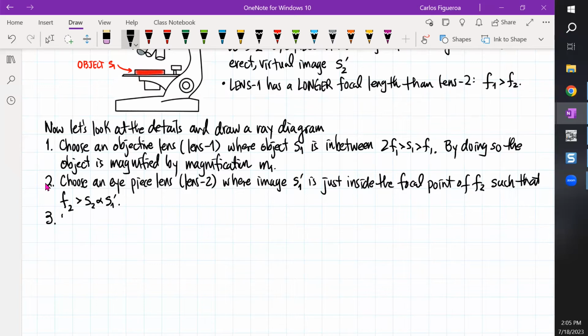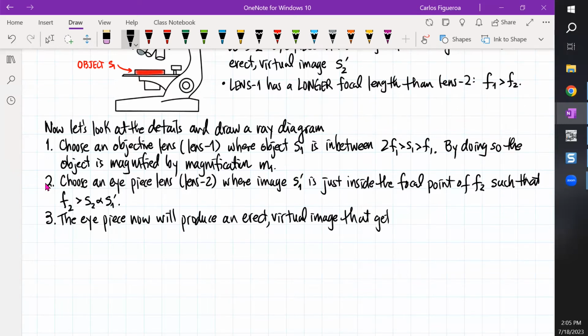3. The eyepiece now will produce an erect virtual image that gets magnified again by M2.